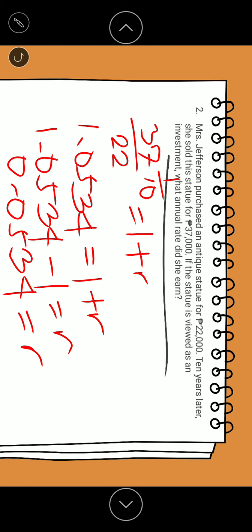So to get the final percentage of the interest rate, we need to convert this decimal to percentage by multiplying to 100. So 0.0534 times 100 would give us 5.34% as the interest rate of the given problem. So this is the final answer. Thus, Mrs. Jefferson earned an annual rate of 5.34%.